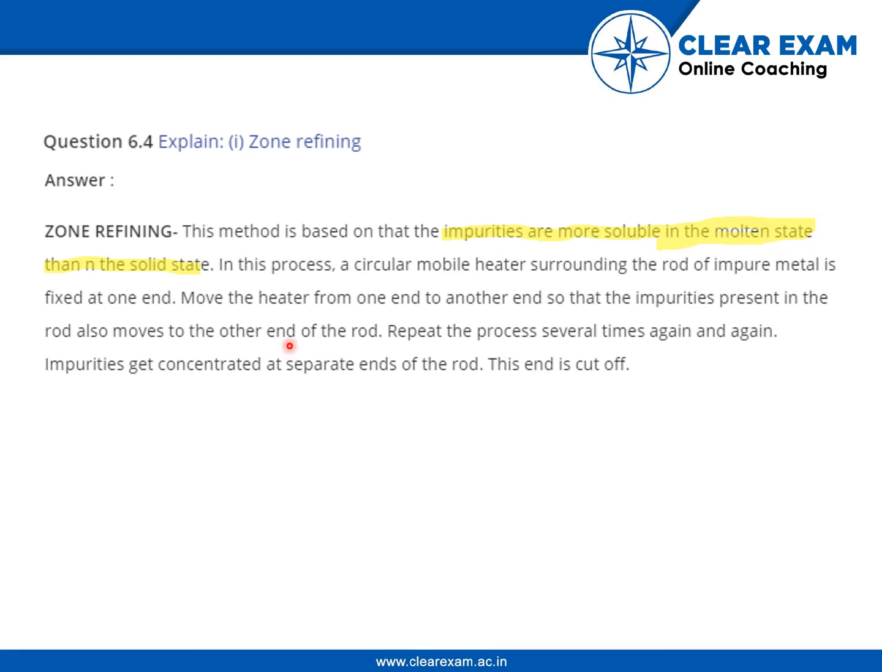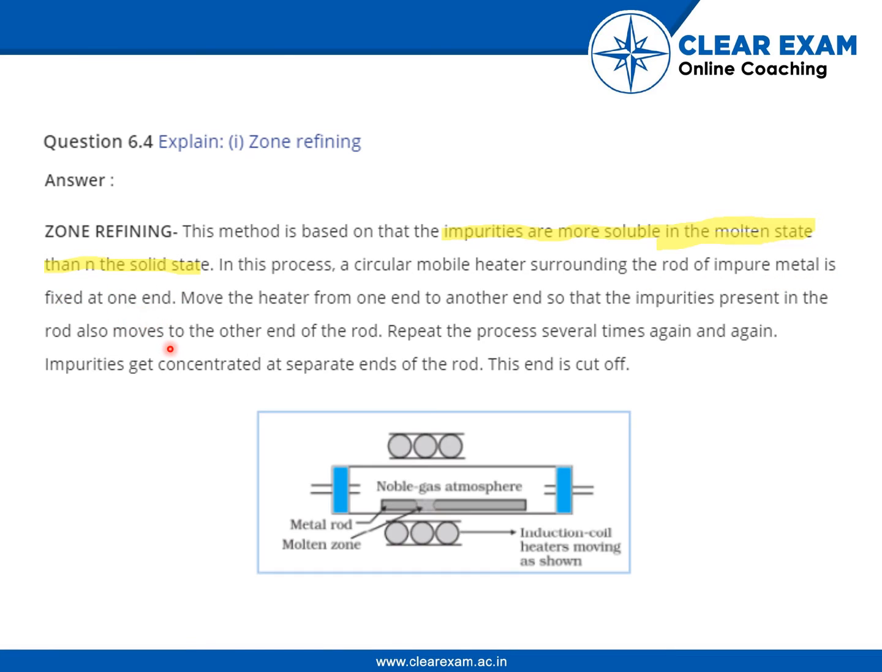So now we will try to understand what this process is. In this process, a circular mobile heater surrounding the rod of impure metal is fixed at one end. So I will show you the figure. This is basically the figure. In this process, a circular mobile heater surrounding the rod of impure metal is fixed at one end.